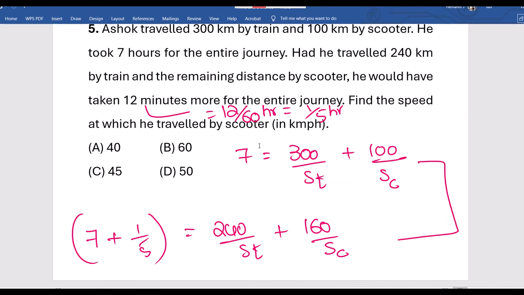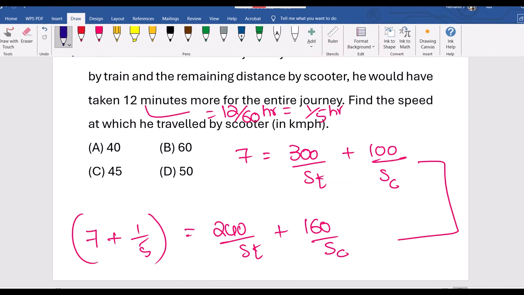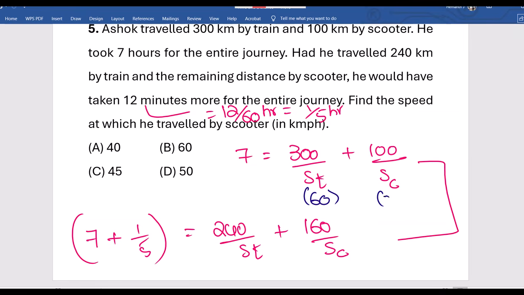Sir, I want 7 here. I'll assume ST is 50, SC something. It's your wish, you assume something, also fine. Maybe one thing comes to my mind after seeing the options. Listen, I'm taking the question here only. I generally do it like this. If I am in your situation, 7 hours required. 60, 50 came. Yes, this is 60, this is 50. Now it should complete. See, 300 divided by 60 is 5, 100 divided by 50 is 2, 5 plus 2, 7 hours.